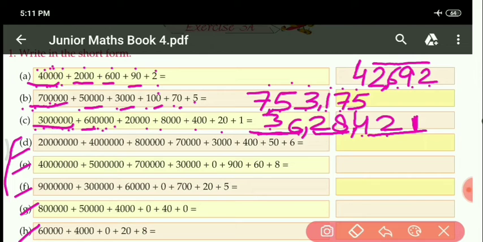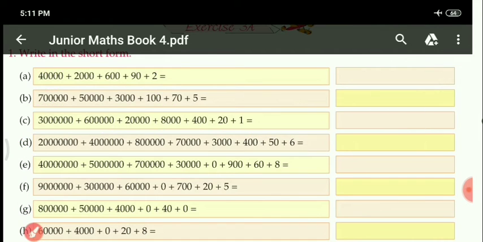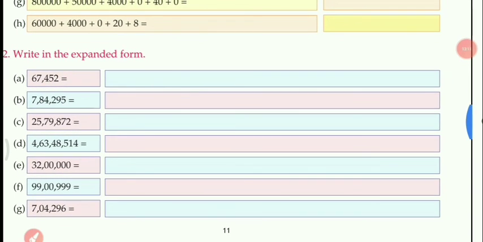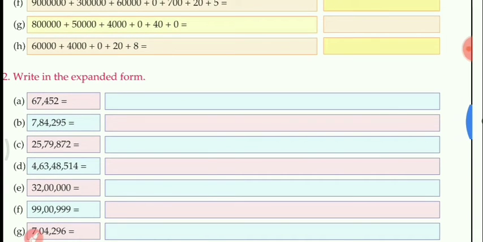These part will be as your homework, and I will give these part for your homework. Okay, let us see next question. What is given? Question number 2, write in expanded form.